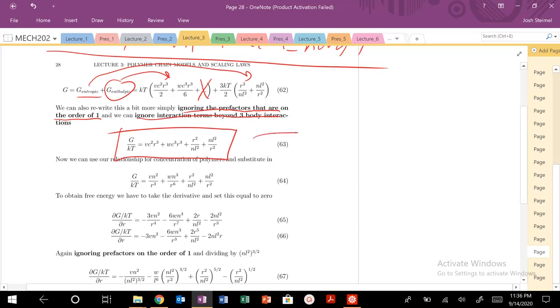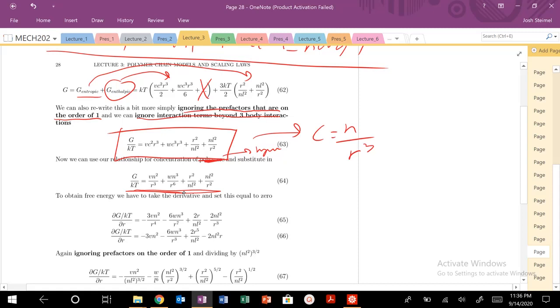Then we're going to plug in for our concentration, not of polymers, but of monomers. So our monomer density, which is again the number of monomer units over R cubed from our polymer chain. Substituting that in, we get this expression right here. Now all these terms are a function of R, N, and L.